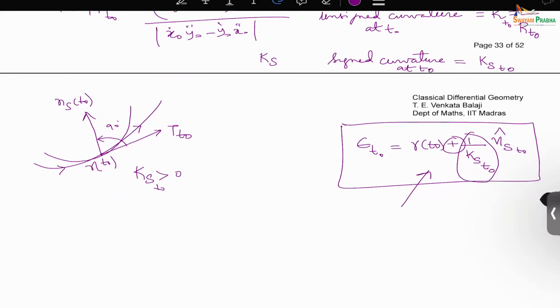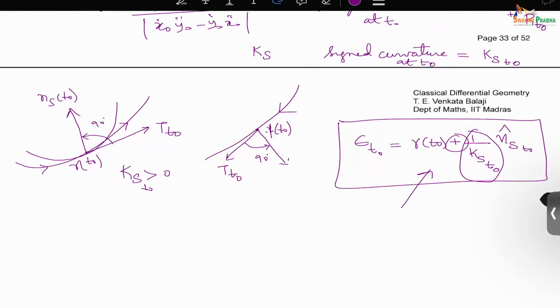Okay, now you can imagine if I had the same thing. Suppose I was traversing like this. Okay, and this is the point, let us say gamma(t naught). Then you can see that the tangent vector at t naught is going to be like this. What is the signed normal now? You see the signed normal will be a rotation by 90 degrees anticlockwise. So what will happen is your signed normal will be like this.